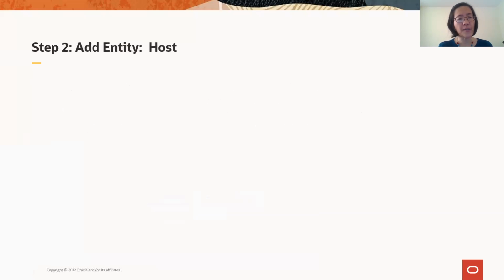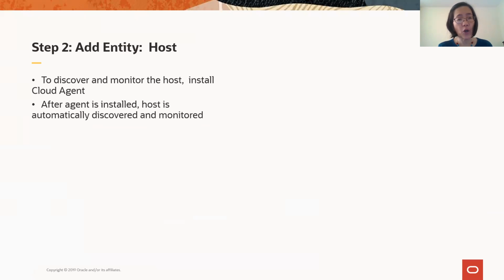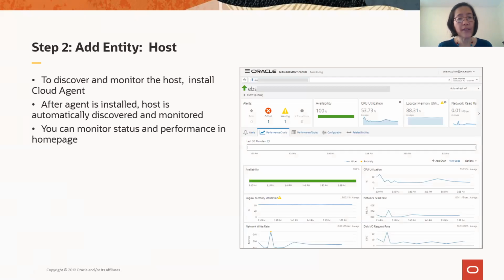Okay, next, let's start monitoring entities. Typically, customers start with monitoring the host. Now, to monitor the host, you simply need to install the cloud agent on that host. Once you install the cloud agent, the host on which you've installed that cloud agent is automatically discovered and monitoring starts. Once monitoring is started, you can go to the console and you can monitor the status and performance of that host in its homepage.